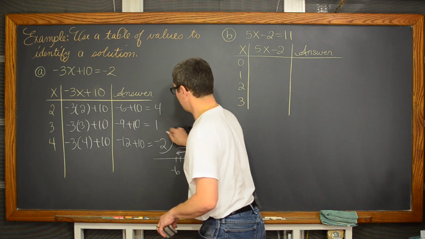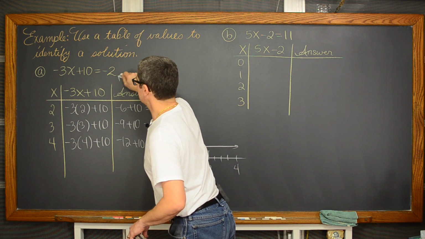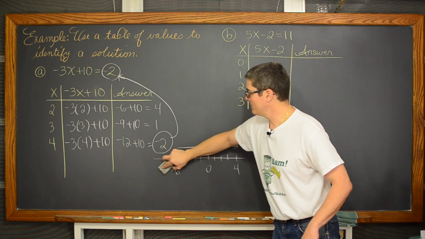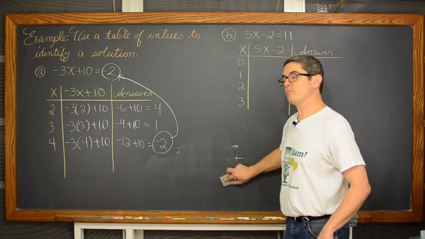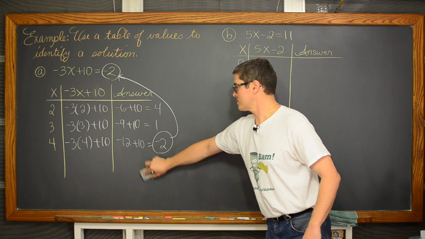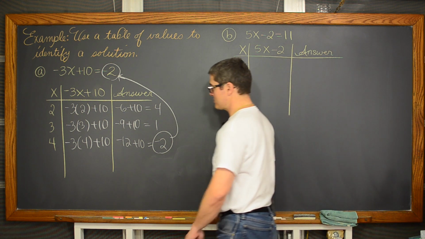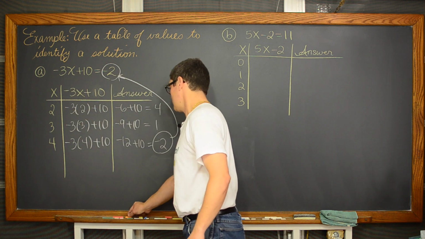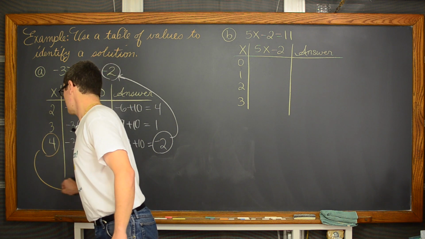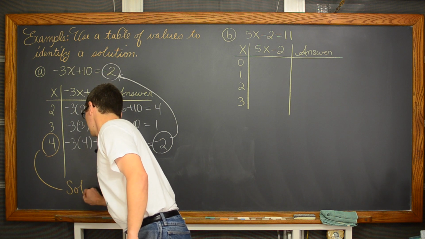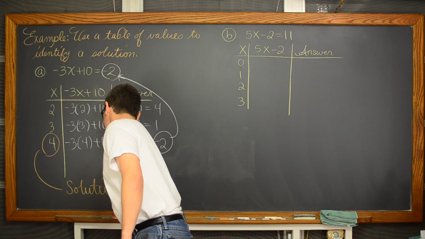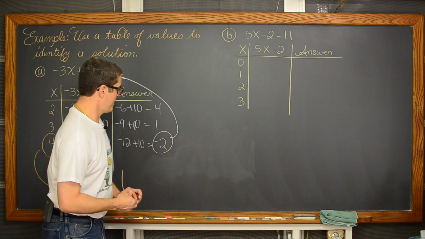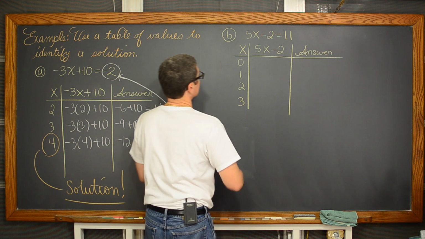Oh, okay, so I have made the expression of -3x plus 10 equal -2 when we plugged in the x value of 4. So our solution to this equation, what x makes the two sides equal? Well, that is going to be 4. And that's our solution.